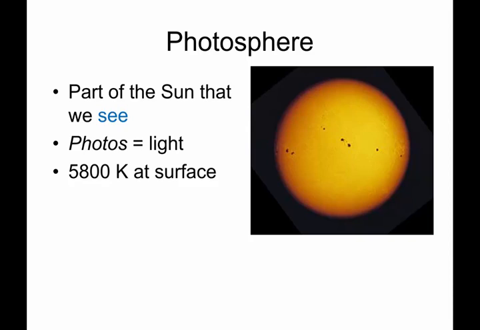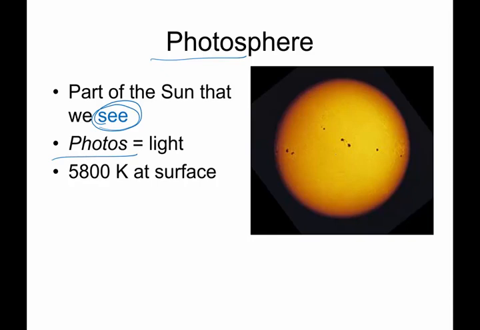The next layer is called the photosphere. Now, if you would take a photograph of the sun, what you would be taking a picture of is the photosphere. This is the part of the sun that we see. In Old Greek, photos means light.